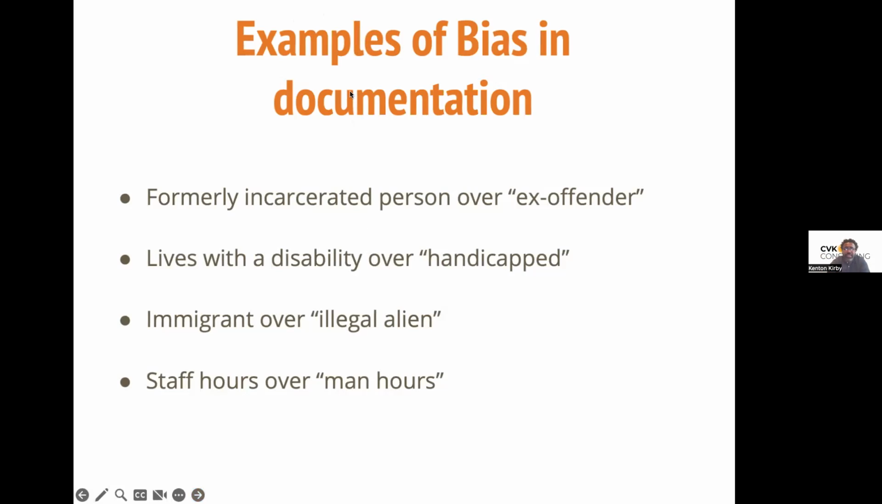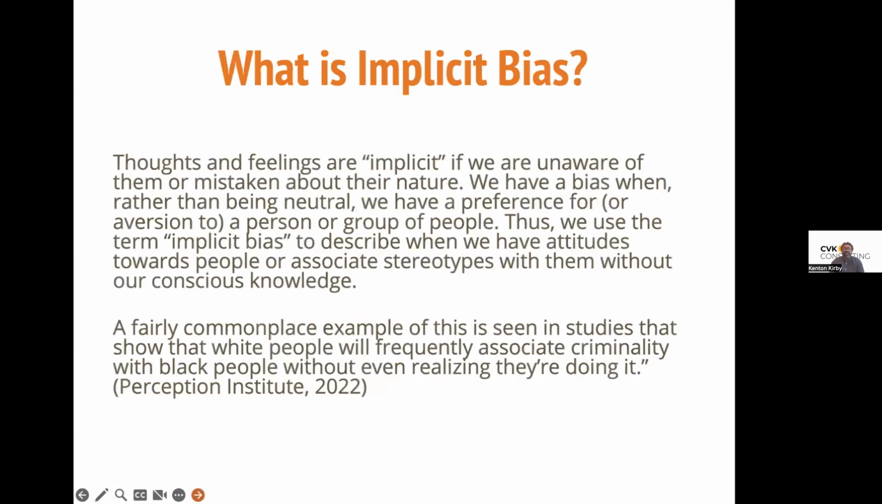Let me keep going on. I'm going to talk a little bit about implicit bias. I feel like we need a shared understanding of what we mean by implicit bias. This is a definition from the Perception Institute, and I love it. Thoughts or feelings are implicit if we're unaware of them or mistaken about their nature. We have a bias when, rather than being neutral, we have a preference for or aversion to a person or group of people. Thus, we use the term implicit bias to describe when we have attitudes towards people or associate stereotypes with them without our conscious knowledge.